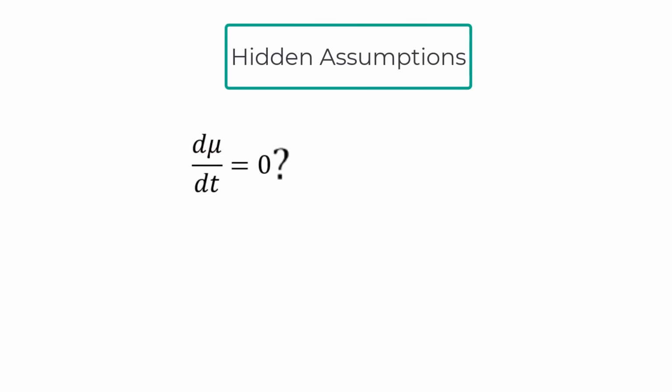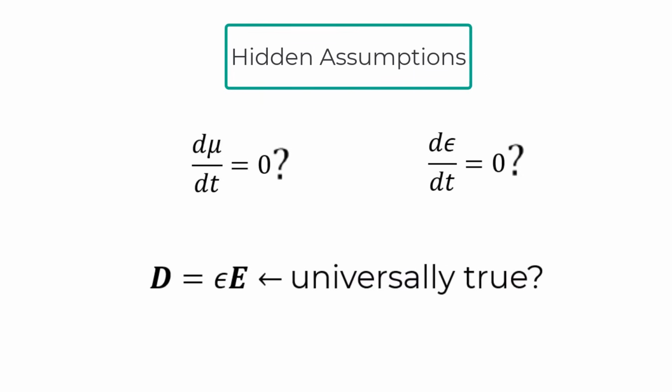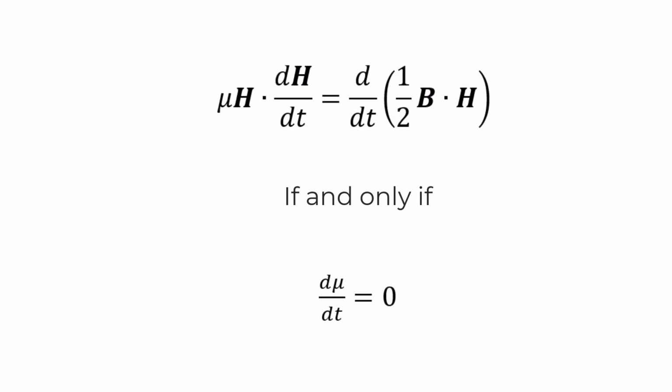The 4 pi isn't that important, but what is important are the hidden assumptions, that the magnetic permeability mu and the electric permittivity epsilon are not dependent on time, and using D equals epsilon E as if it was universally true. Let me explain. As I said, mu H dH/dt only equals the time derivative of the energy density if the magnetic coefficient mu is a constant with respect to time.